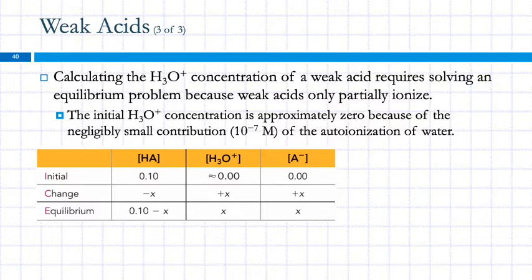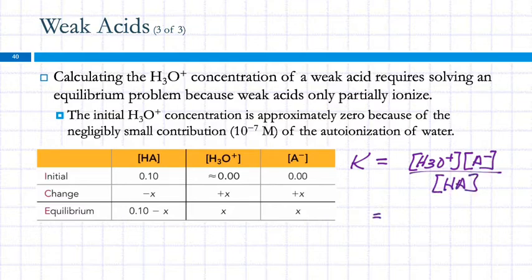relationships. And so if we look at the equilibrium constant for this ionization, it's going to look like this. And that's going to be x squared over 0.10 minus x. So there's an equilibrium constant for that, and it has a special name. That's called Ka. It's the acid ionization constant.